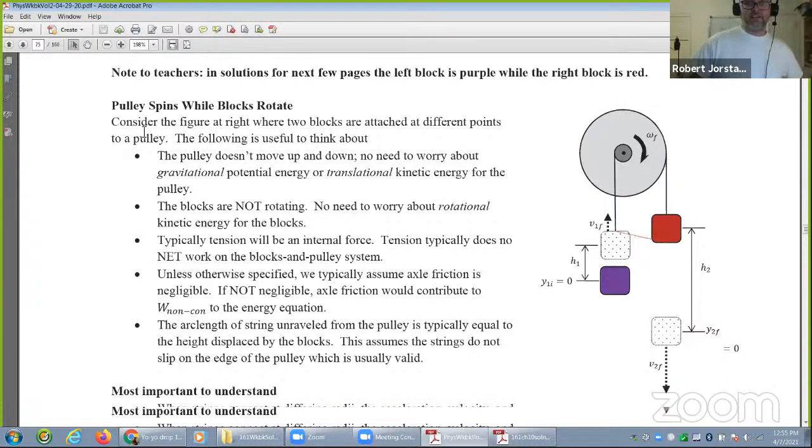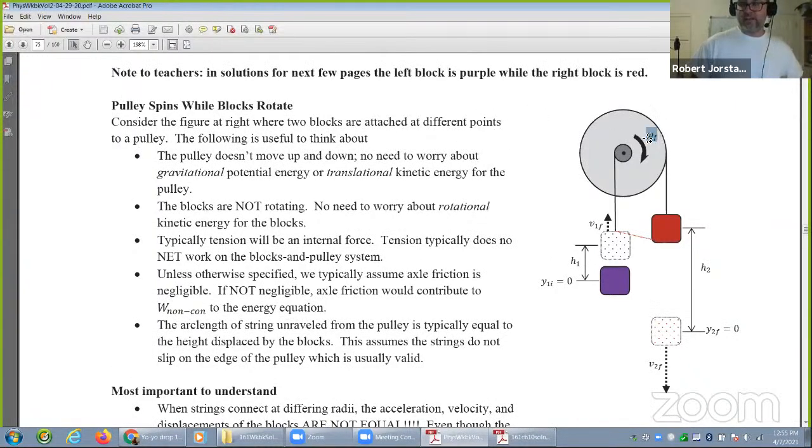In this case, this is a new type of problem where you have one object spinning, say a pulley, and two objects translating, say these hanging blocks. If we were going to do an energy problem, let's think about this. The pulley doesn't move up and down, so I don't need to worry about gravitational potential energy or translational kinetic energy.